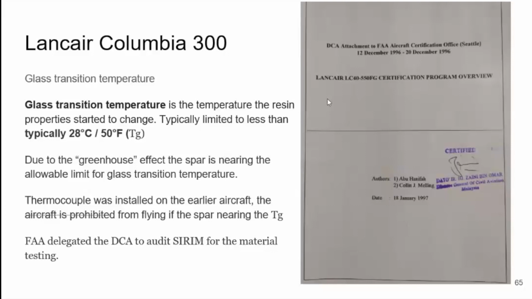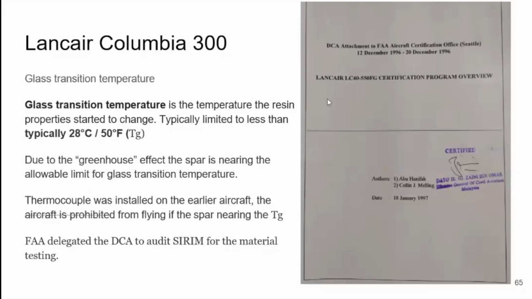They have a problem with the glass transition temperature because it's very close to the ambient temperature. We have to prohibit the aircraft from flying if the temperature is reaching too high, nearing the TG. Then we have to couple there and look at the temperature reading, and we don't fly the aircraft. The problem here is that for this kind of aircraft, we have a greenhouse effect because this is a canopy type of aircraft, same with the Eagle. Greenhouse effect means if you close the canopy, the temperature inside is higher than even the outside ambient temperature. So that is a problem with this kind of canopy type aircraft. I believe this resin system issue has been resolved. I don't think there's any problem with this anymore with the Lancair.